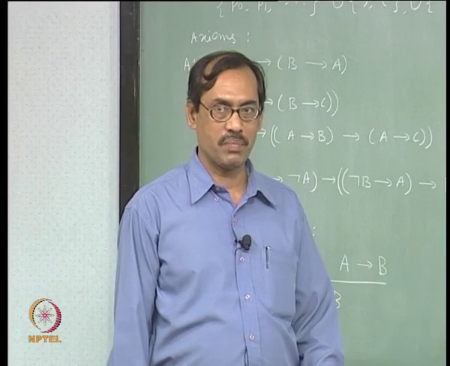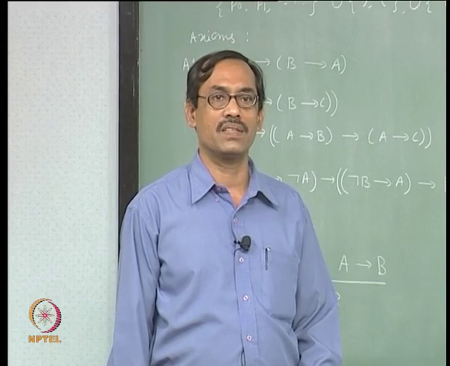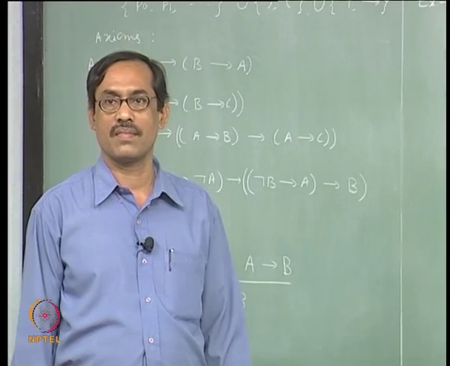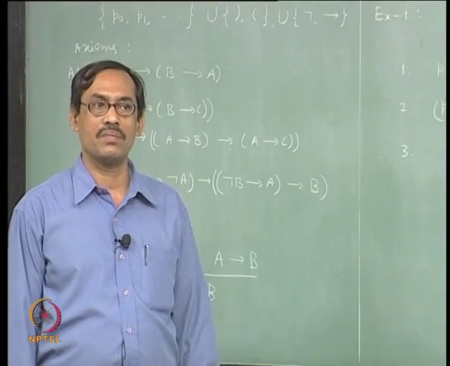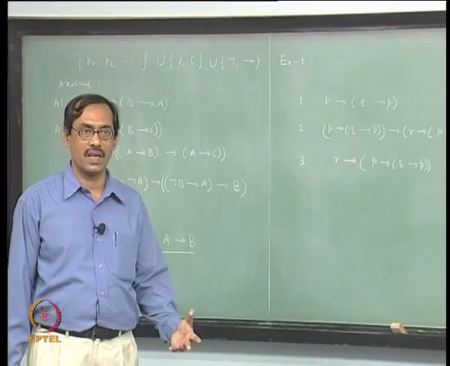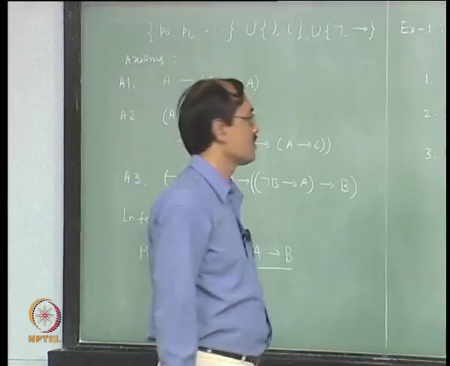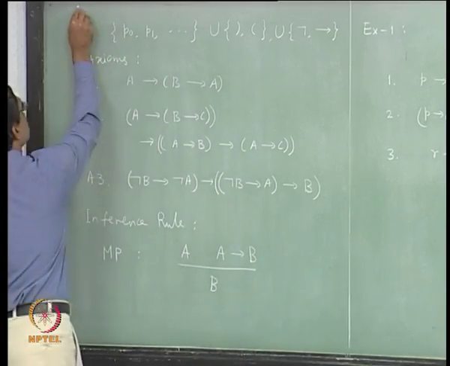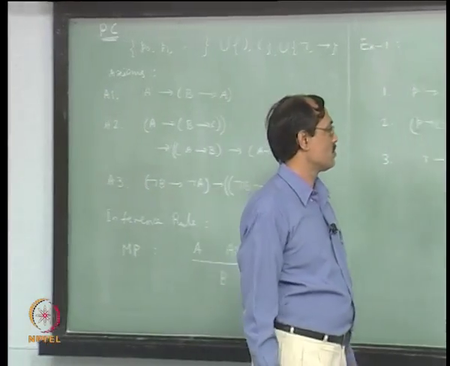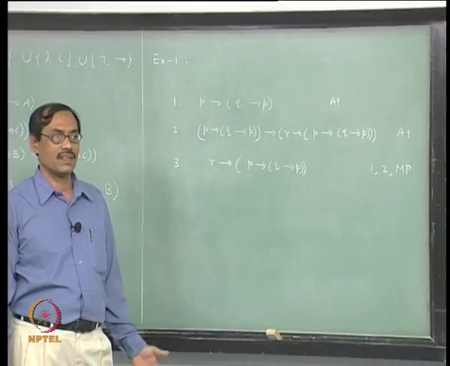where each proposition is either an axiom or is derived by an application of MP from earlier two propositions. That is what the definition of proof will be. So in this axiomatic system we rather give a name, we will call it propositional calculus. Let us call it propositional calculus. So in PC a proof is a finite sequence and so on, that will be our concept of proof.